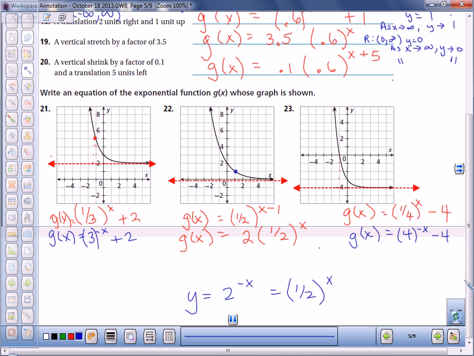Okay, last period, I had written them like this, but last period somebody asked me if they could write them like this, 3 to the negative x. Well, isn't 3 to the negative x the same as 1/3 to the positive x? Sure, you could go either way. Any questions about 21, 22, or 23?